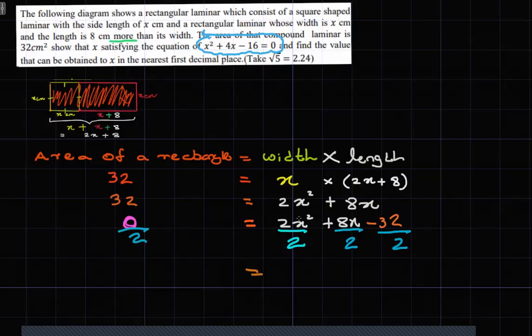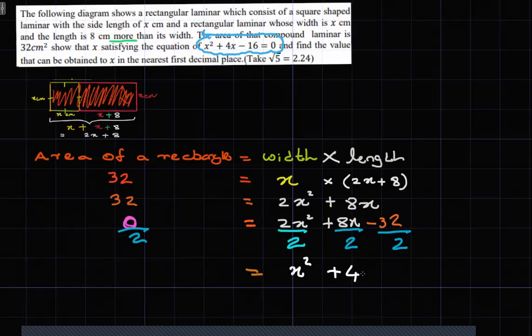What's 2x squared divided by 2? 2 divided by 2 is 1. So it's 1x squared. Should we write the 1? No, we don't have to because we can simply write it as x squared. What does x squared mean? It means 1x squared. So if the number in front of a letter is 1, you don't have to write it. Plus, what's 8 divided by 2?